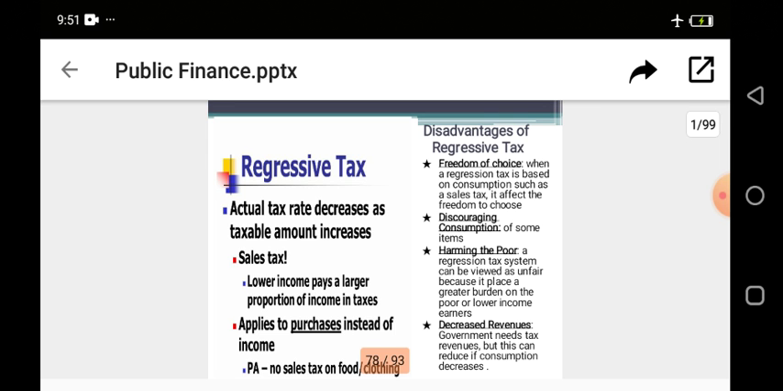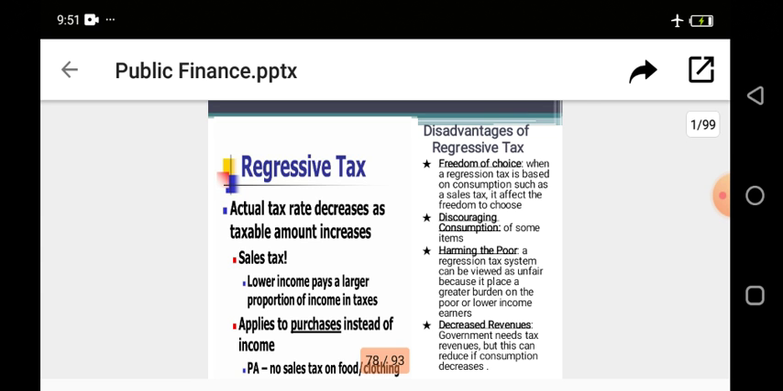Now, number four is that it decreases government revenue. It decreases government revenue because of the fall in consumption of some of the commodities that have this regressive tax nature. A good example is your sales tax and then your excise duty tax. So indirectly, government revenue will be reduced because consumption will be reduced, and those industries will not be able to make up with their tax obligation, which indirectly will reduce government revenue.